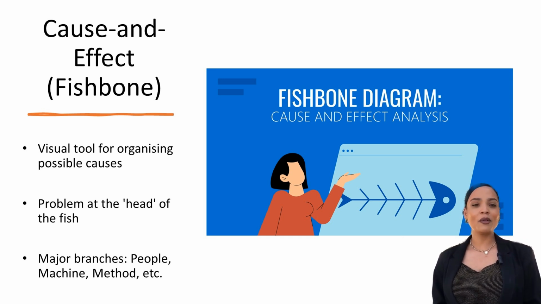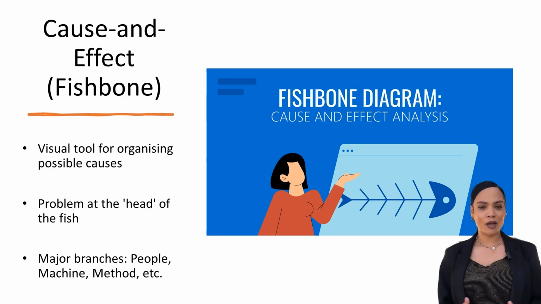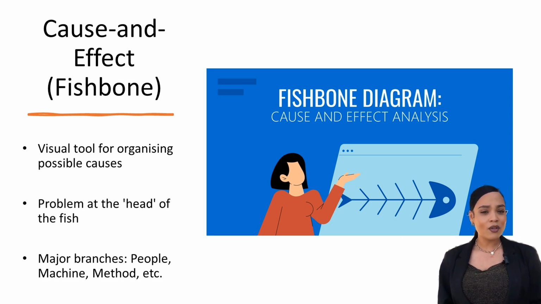Structure of the fishbone. The diagram looks like the skeleton of a fish. 1. The head of the fish is the problem or effect we are trying to understand. 2. The main bones represent major cause categories. A common set of categories is the 6 Ms: man (people), machine, method, material, measurement, and mother nature (environment). 3. Smaller bones branch off each main category and list specific possible causes.